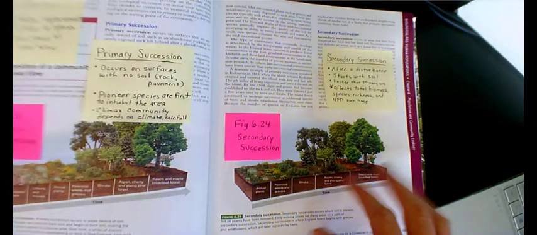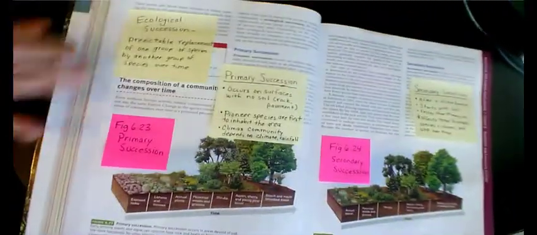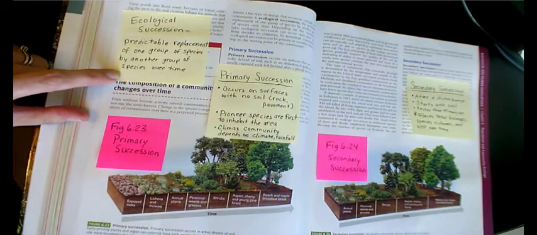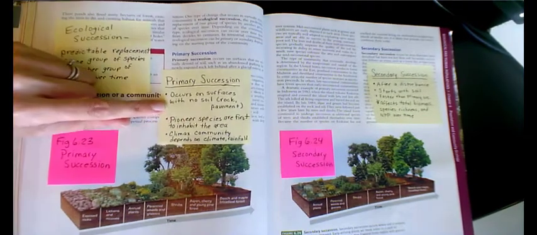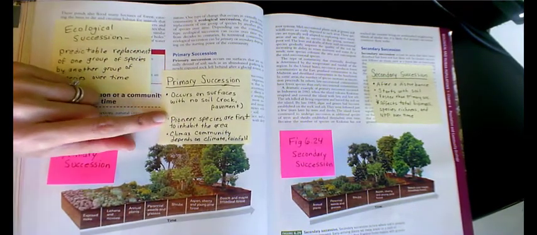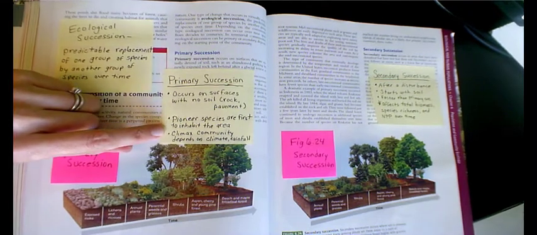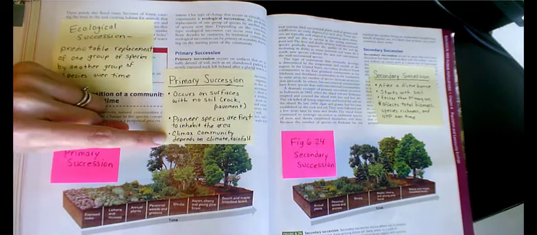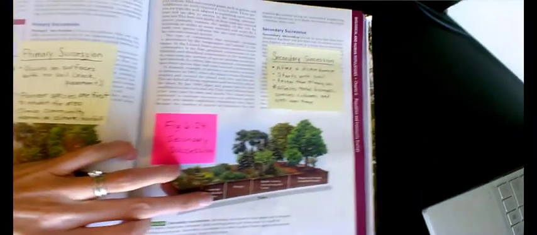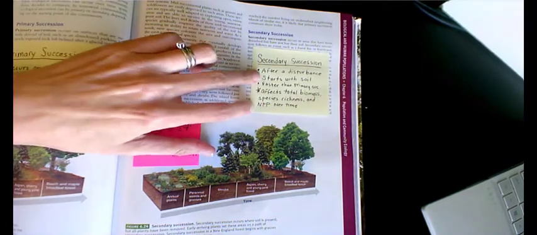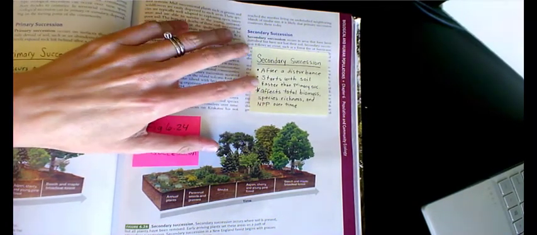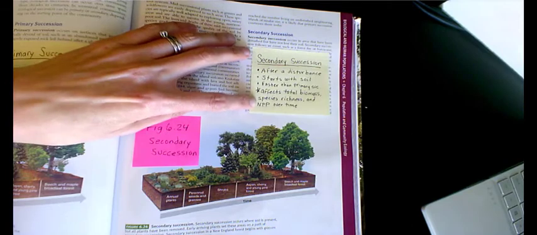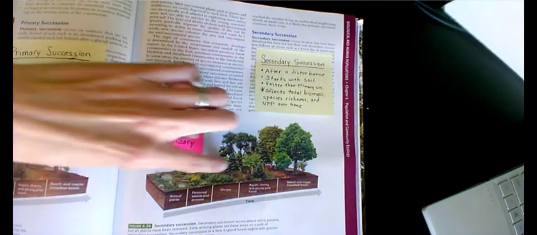All right, ecological succession is a predictable replacement of one group of species by another group of species over time. There are two types, primary and secondary. Primary succession occurs on surfaces with no soil, like rock or pavement. Pioneer species are the first ones to inhabit the area, and then ends up with a climax community, which depends on the climate and rainfall, so like for the biome. Secondary succession occurs after a disturbance where soil is already present, so it's much faster because the soil is already there. And secondary succession does affect total biomass, species richness, and net primary productivity over time as the different species replace.